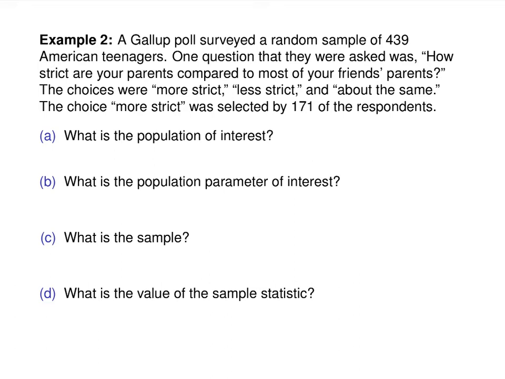A Gallup poll surveyed a random sample of 439 American teenagers. One question they were asked was, how strict are your parents compared to most of your friends' parents? The choices were more strict, less strict, and about the same. The choice more strict was selected by 171 of the respondents. So what is the population of interest, or the group that you care to have information about? We asked American teenagers, so the overarching group we care about is all American teens.